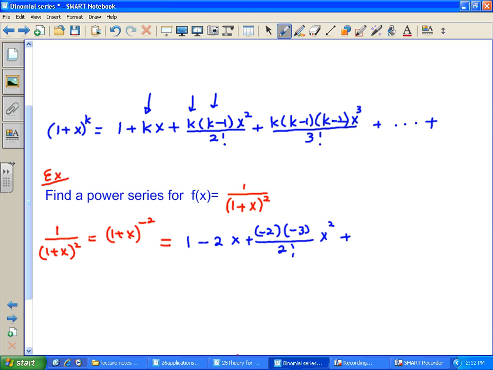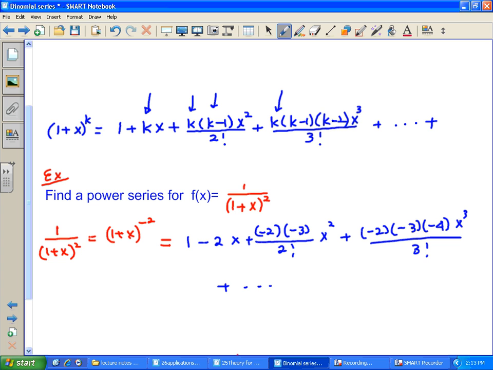Okay, what would the next term be? Remember, k is negative 2. Negative 2 times negative 3 times negative 4, times x to the third over 3 factorial. There's an easy way to remember this. If you're writing the term for x cubed, you need to multiply 3 numbers on the top. Starting with the power, you keep subtracting 1 at a time. You need 3 numbers being multiplied. If you have the power of x squared, the coefficient of x squared, you need to multiply 2 terms on the top.